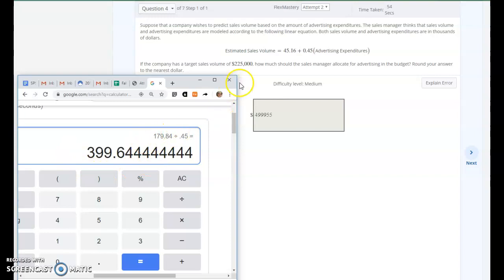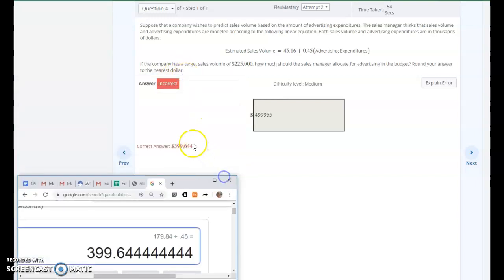I do want to remember that I'm in thousands of dollars, so the total answer would be $399,644. This would round down, so it's $399,644, and that's the answer we're given there.